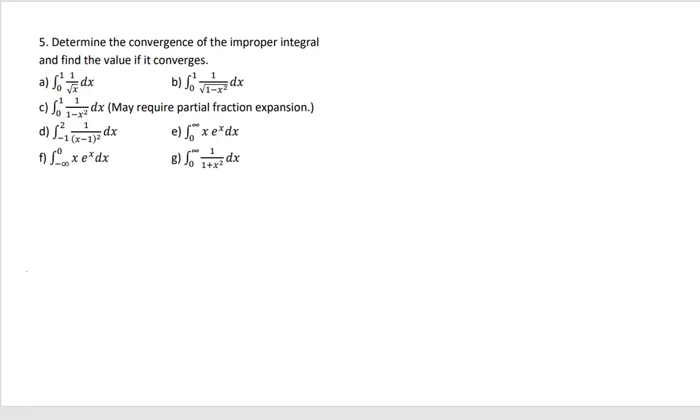In the fourth question, you have x equals 1 as the number that makes the denominator undefined. This time, you see that 1 is inside the interval. It's not one of the endpoints. It's neither 2 nor negative 1, but 1 is between negative 1 and 2. In such a case, you have to split the integral into two, one from negative 1 to 1, and the second one from 1 to 2.